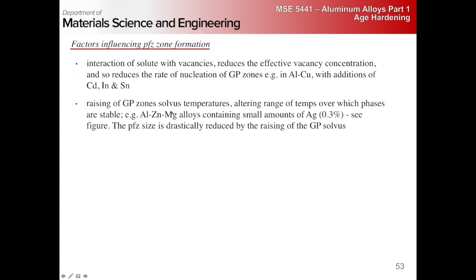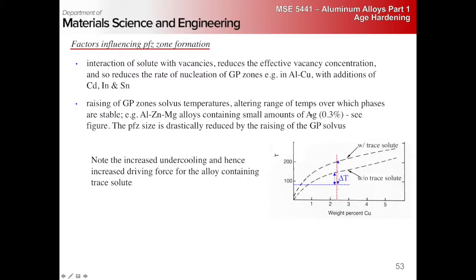So if we change our alloy compositions and we alter the range of the temperatures over which phases are stable, right? If we add some silver to the aluminum zinc magnesium system, we saw that on the previous slide, right? The precipitate free zone is drastically reduced by the raising of the GP solvus by the addition of the silver. Right?